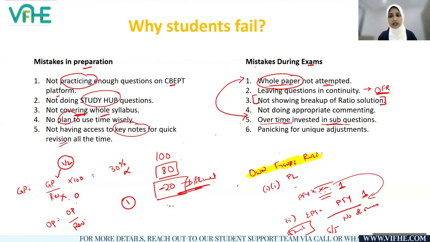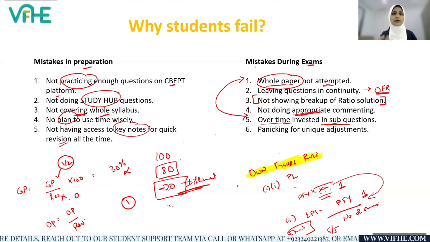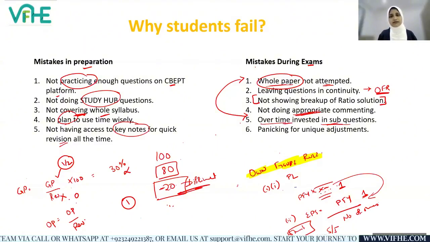Okay. Not doing appropriate commenting in ratios is a problem because ratios is very scoring. It's so easy to pick mark from ratios and from scenario. But because it's the last sum, not putting much effort over it is a huge problem because so many students fail with like 49, 48 mark. Not correct, no?